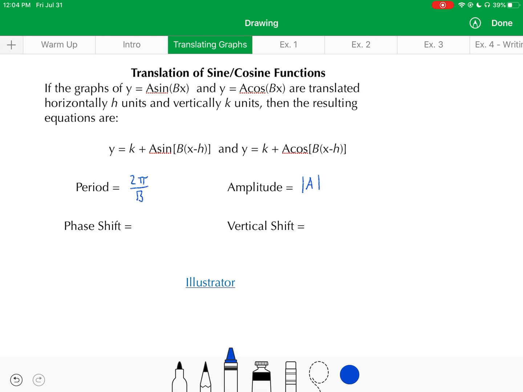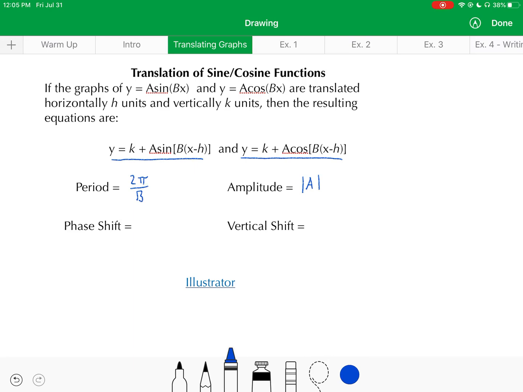Now let's say we want to take those functions and we want to translate them horizontally h units and vertically k units. Then the equations have to be altered, all right? They have to turn into something like these. So to get the horizontal translation h units, we have to subtract that value of h from x within the function. And to get the vertical translation of k units, we just have to add k to the function, all right?